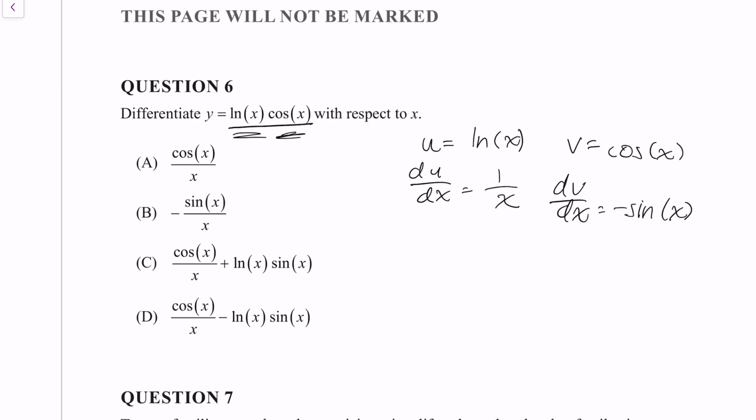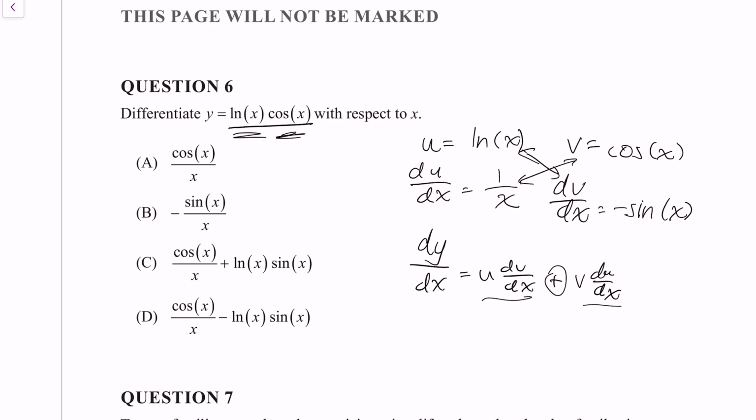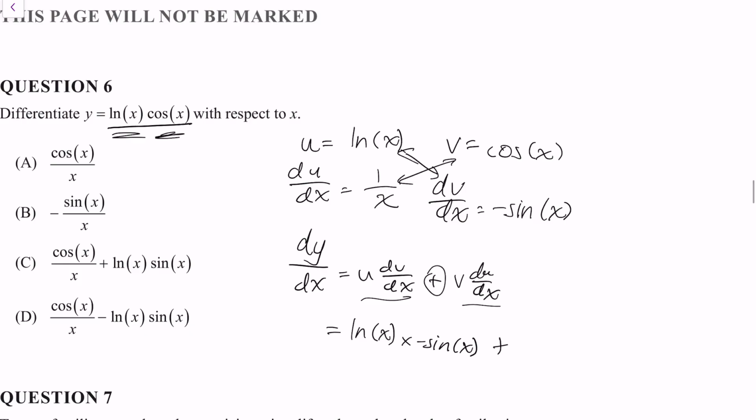And then from this, I can use my product rule formula, where I'm basically cross multiplying these and adding them together. So u dv dx plus v du dx. As I said, I'm just cross multiplying these two here and adding them. Okay, so I have ln x times negative sine x plus 1 over x times cos x.